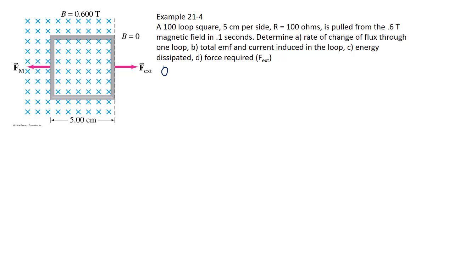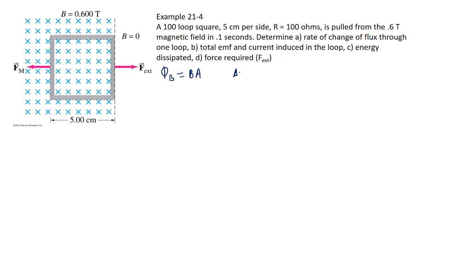Flux, which gets the symbol phi B, is equal to the area that encloses the magnetic field times the magnetic field strength. And if this is not perpendicular, then you've got to include the sine of the angle between it and the normal to the face of the loop. But these are perpendicular to each other, so you don't have to worry about it.